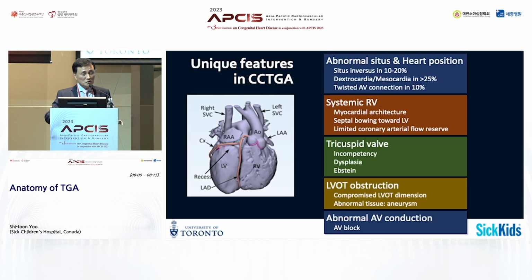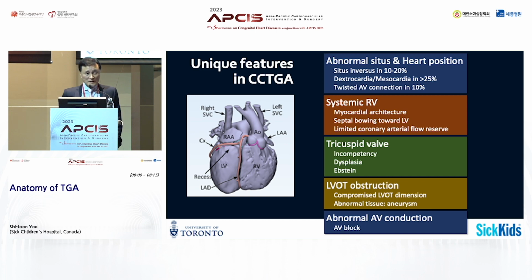So, summarizing this into some unique features in CCTGA. The first three, interestingly, complete transposition or detransposition is not the case, but CCTGA frequently occurs in situs inversus. Situs inversus is seen in 10 to 20%, dextrocardia and mesocardia in 25%, and a twisted or criss-cross heart in approximately 10%.